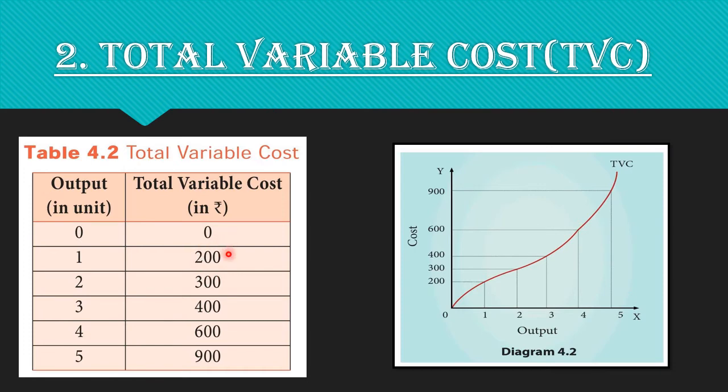Variable cost means changeable cost, the cost which changes according to the change in the output. So it moves with the change in the output. So they have a relation between them. Here you can see when we have produced 1 unit of output, the total variable cost is 200. Accordingly, it moves higher with the change in the output.